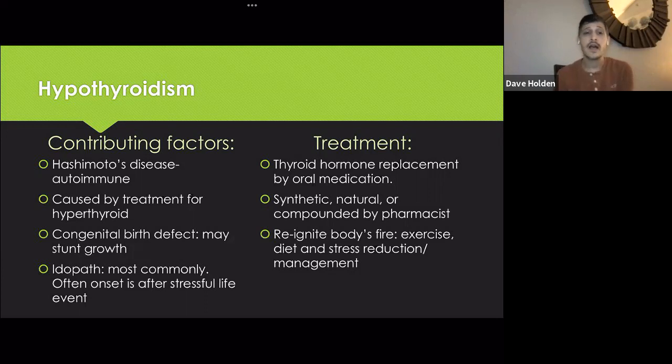For treatment, since the condition here is low thyroid hormones, we could supplement with oral medications. So we just give you those hormones in pill form. Those could be synthetic, natural, or compounded by a pharmacist. And the idea here is we're trying to reignite the body's fire. So we're trying to use things that will stimulate the body: exercise, diet, stress reduction, stress management.